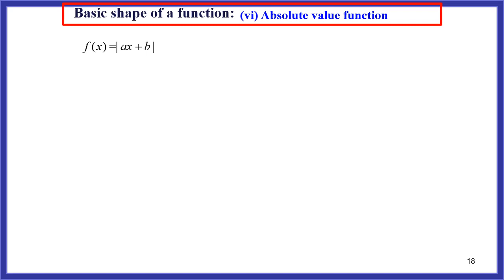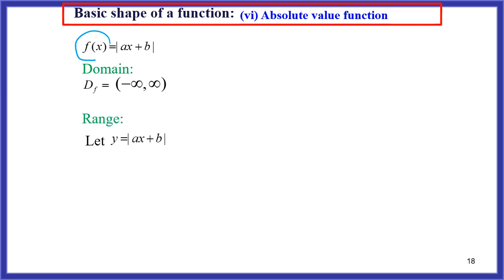Okay, so the next one, basic shape of function for the absolute value function. We learned already what is an absolute value, absolute equation and absolute inequality. Function is also the same, but we have f(x) in front of it. So f(x) is equal to absolute of ax plus b. How to find the domain? Domain will be from negative infinity to infinity always, because it's just a combination of linears.